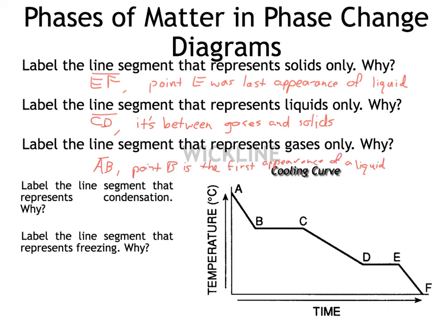So the line segment that represents condensation is the line segment that includes the transition from gases to liquids. So it would be line segment BC. And the line segment that represents freezing would be the segment that includes the transition from liquids to solids. So it would be segment DE.